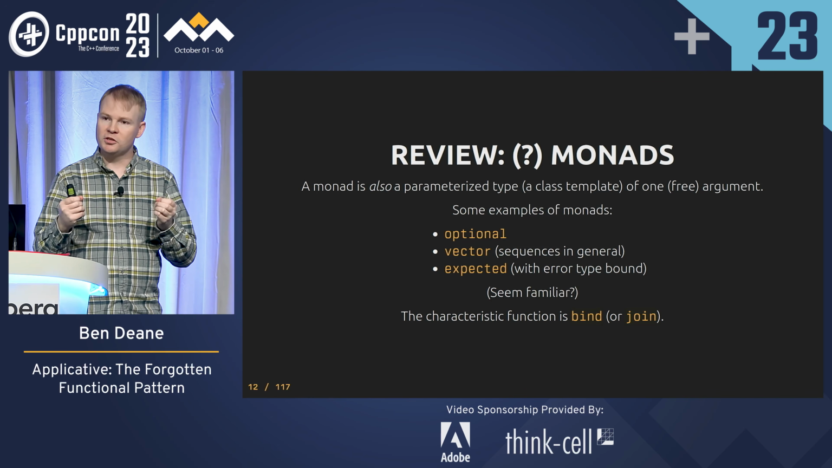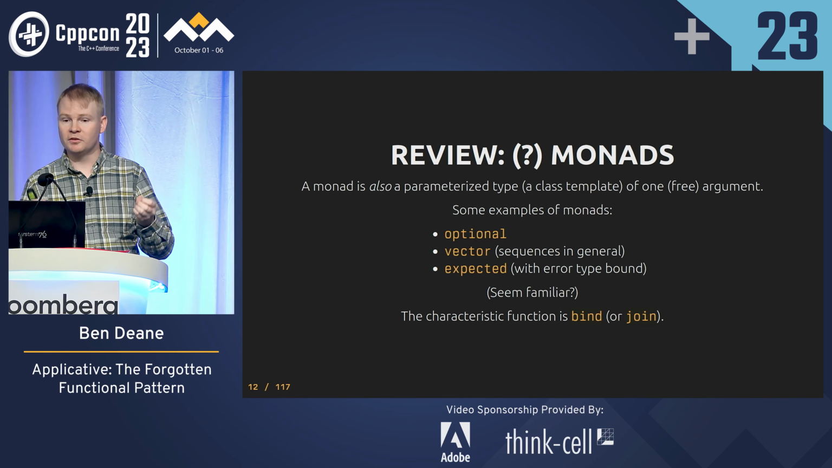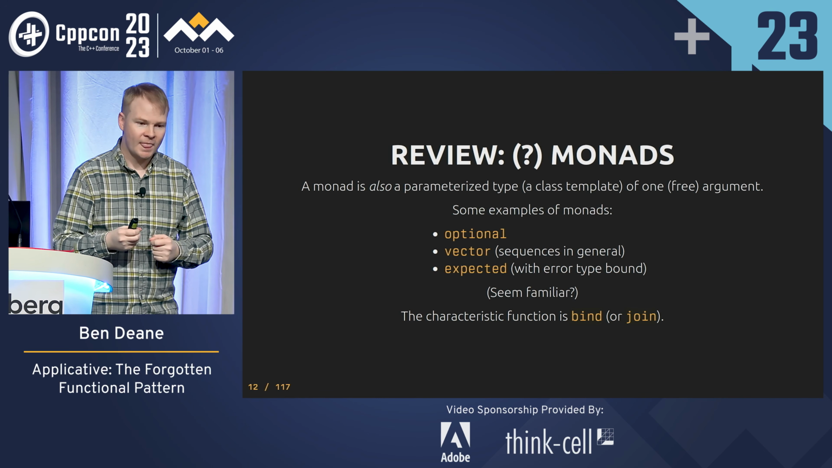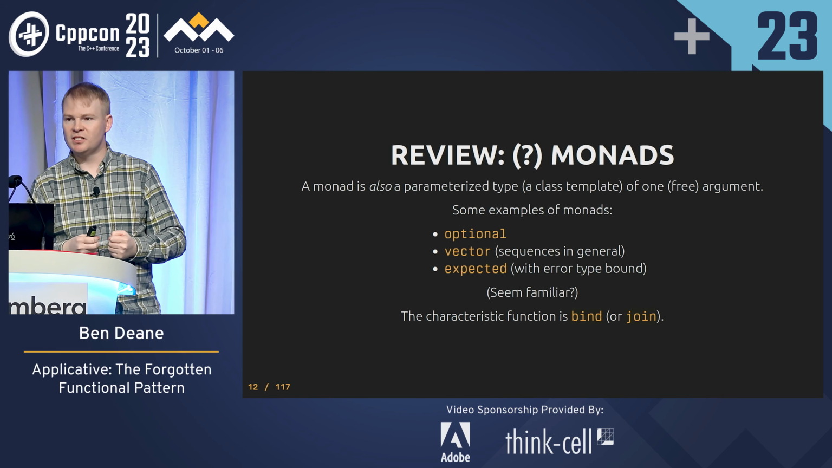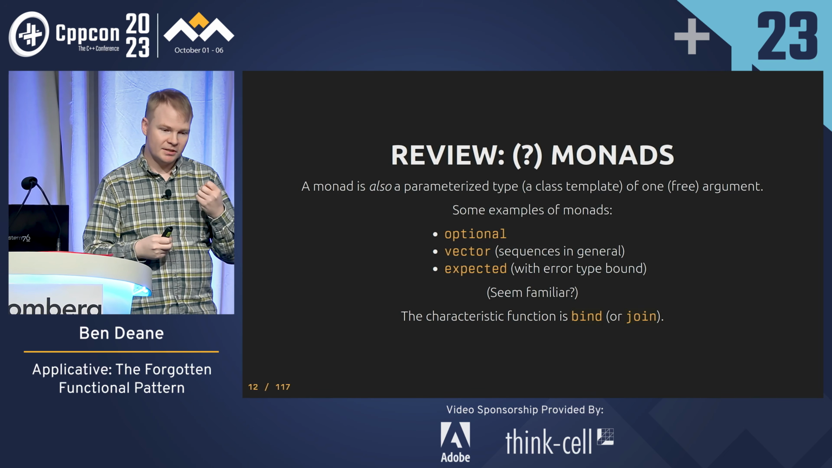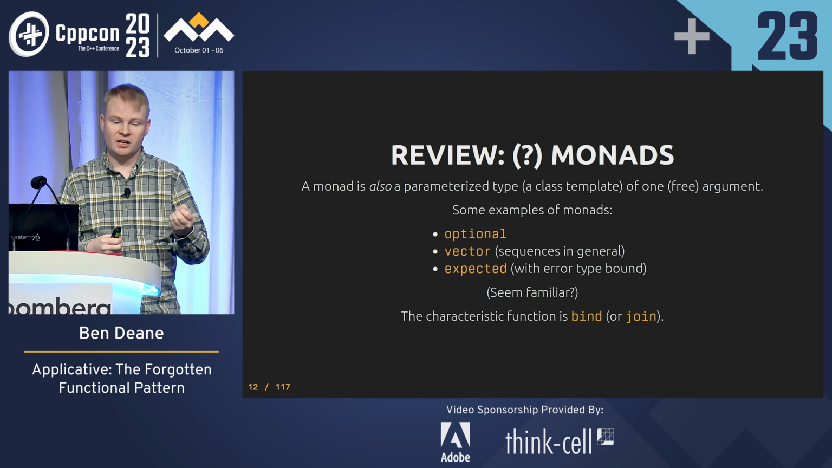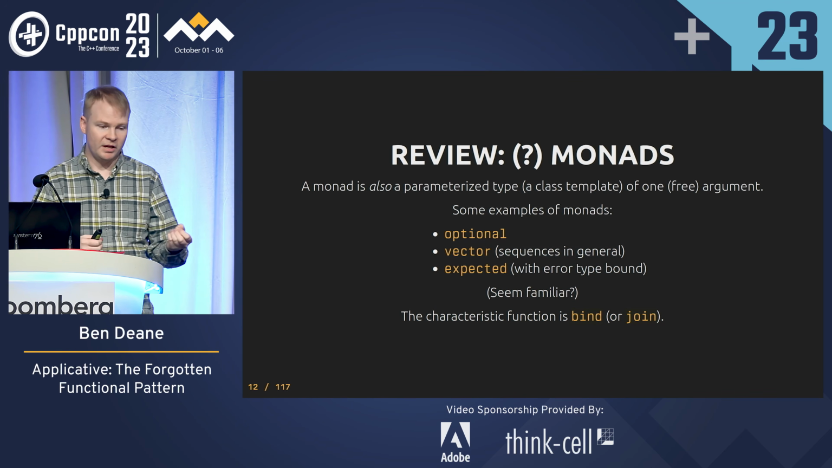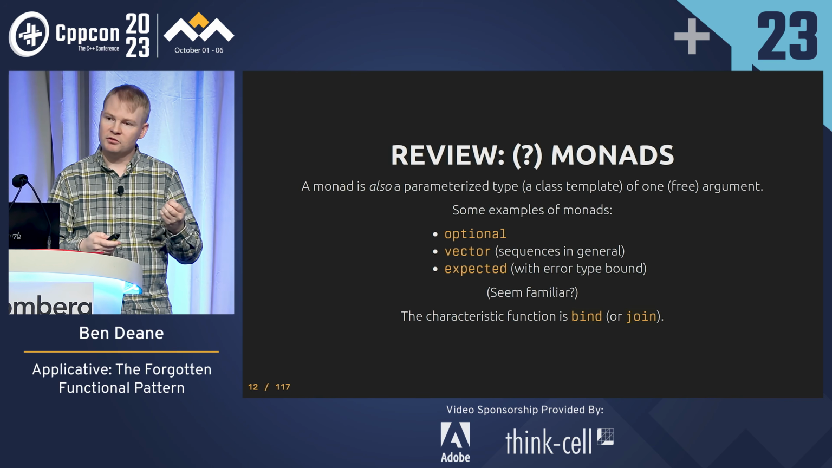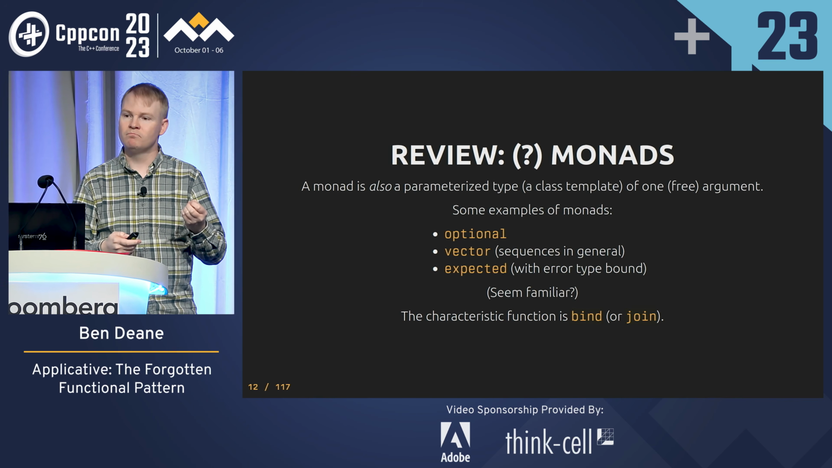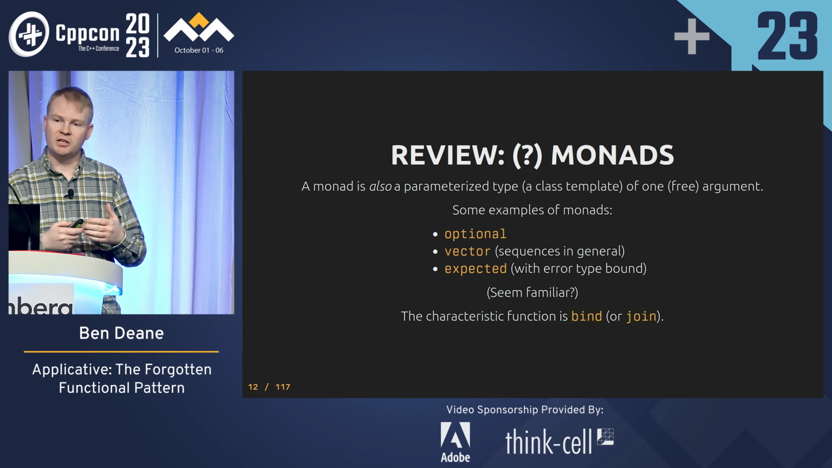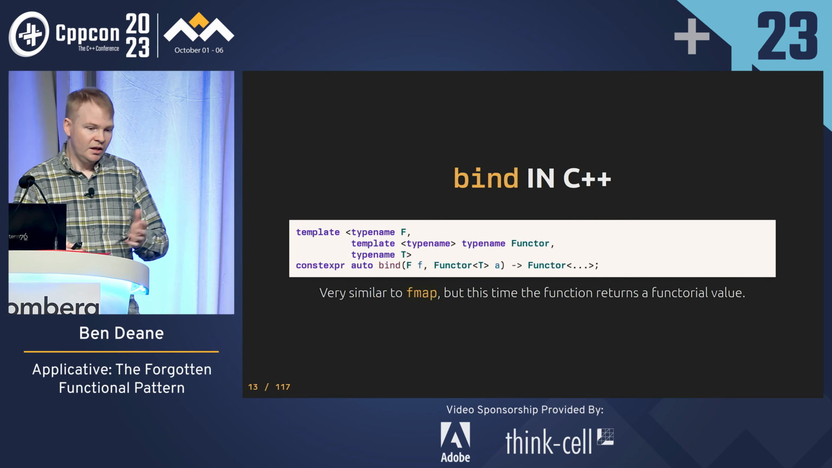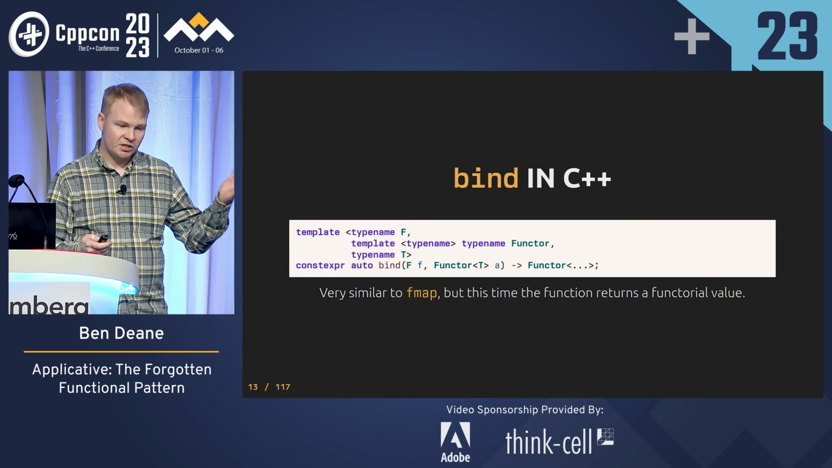Monads are very much like functors. Oftentimes, a functor is a monad. Every monad is also a functor, but not necessarily the other way around. The usual suspects in C++ happen also to be monads: also a parameterized type, i.e. a class template of one free argument. Things like optional, vector, expected. And the characteristic function on monads, there are a couple of ways to formulate it. Oftentimes we would say bind. Join is another potential. In C++, this is what bind looks like.